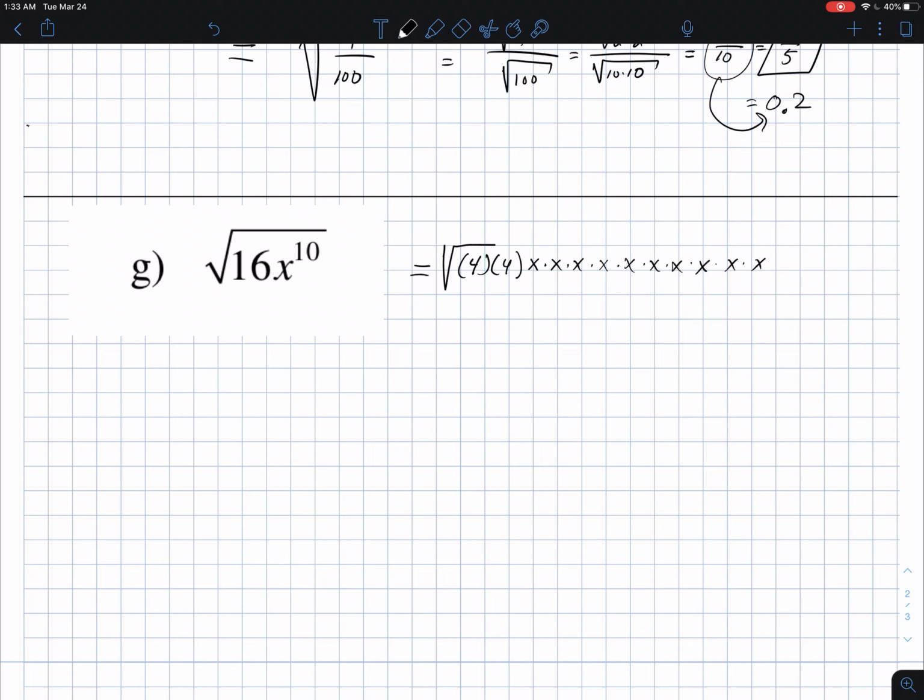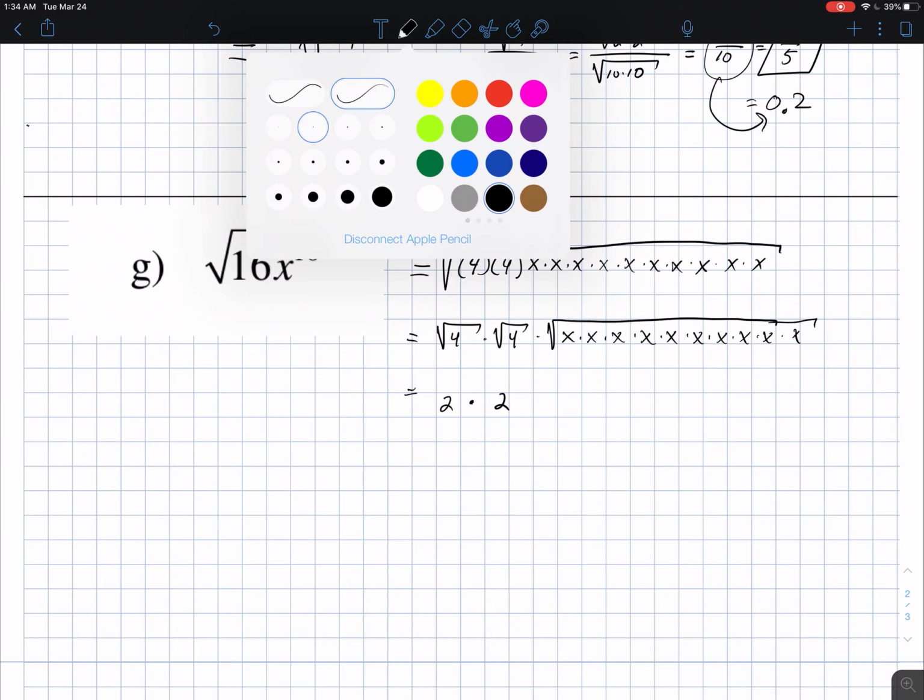I'm going to put the square root symbol back into place. I'm then going to take the square root of 4 here, and then I'm going to take the square root of all of the other guys left over. So that's 10 of these. Now, what I'm looking for is, you guys already know that the square root of 4 is 2, and you know the square root of 4 is 2. But what do you do with the x's?